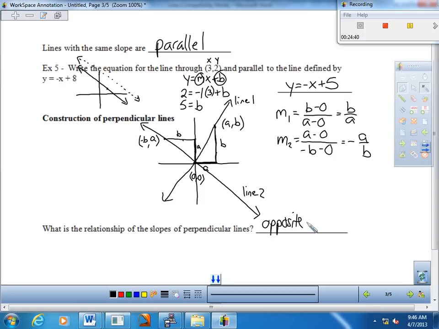All right, again, it was just a way to give this lesson a little substance rather than just a quick Algebra 1 review. So opposite reciprocals.